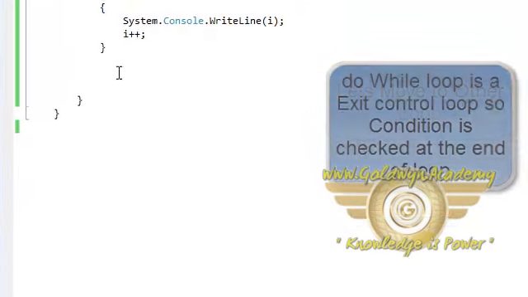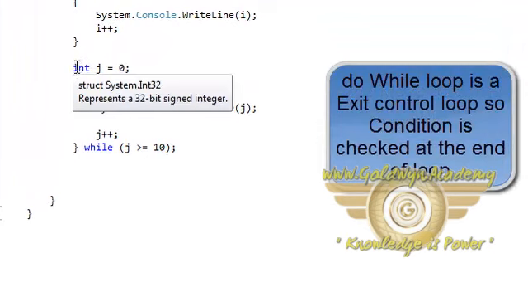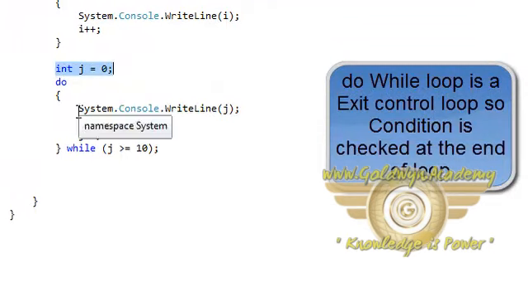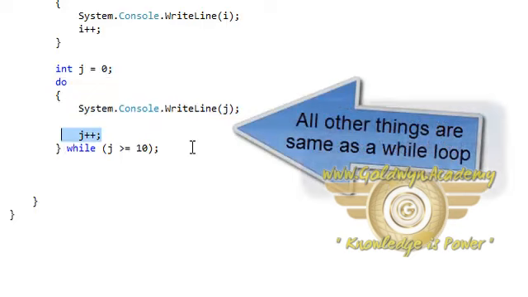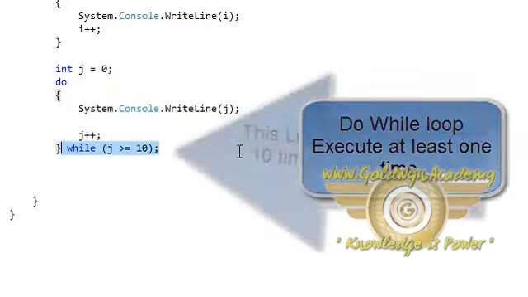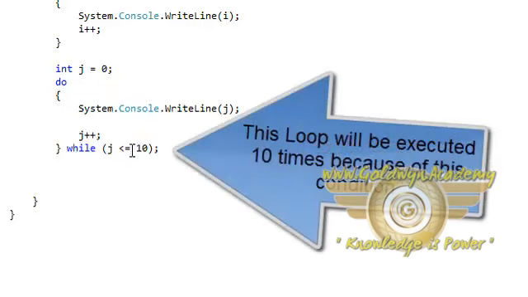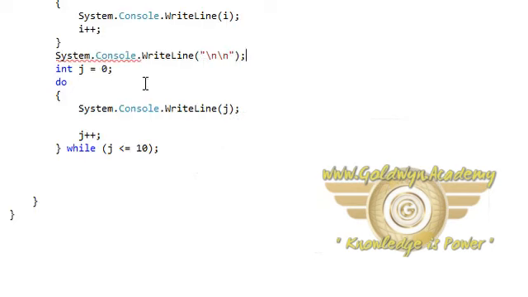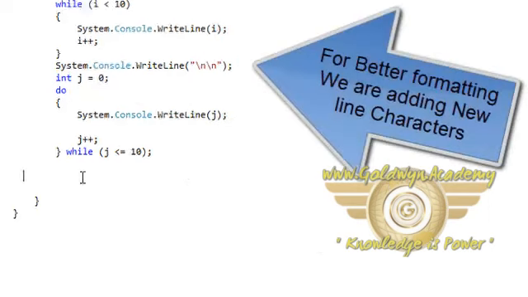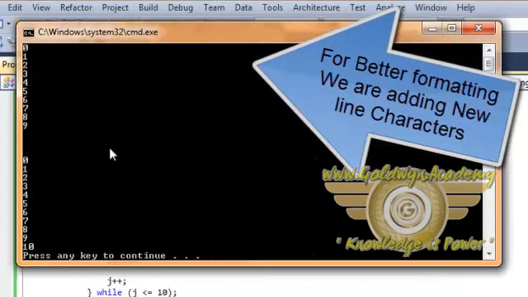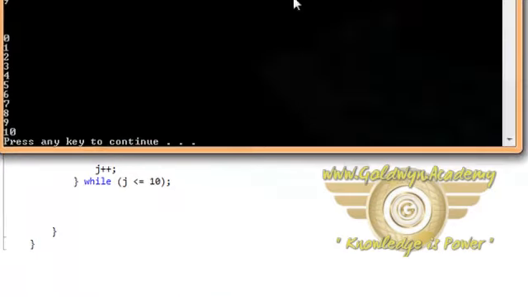So let's move to the other loop, which is the do while loop. It is an exit control loop, so the condition will be checked at the end of the loop. Do while loop will be executed at least one time. This loop will be executed 10 times because of this condition. Now we will print a string with a slash and a character for better formatting. And let's see the output. The loop is executed 10 times because of this condition.